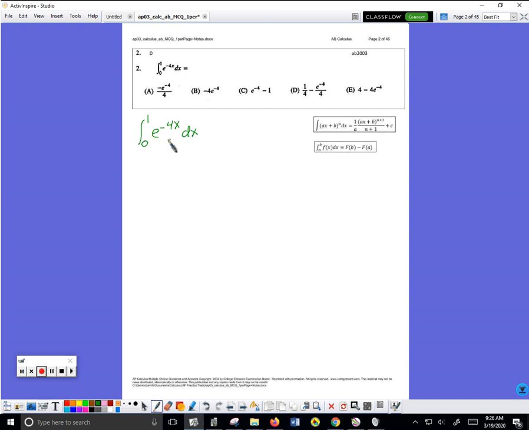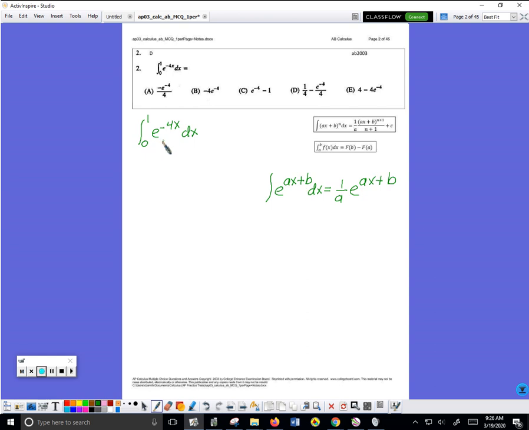To find this antiderivative, I need the rule that says the antiderivative of e to the ax plus b is equal to 1 over a times e to the ax plus b. So my a is negative 4, the b is 0.